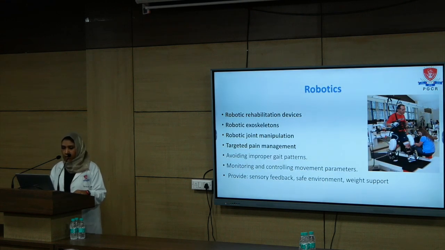We also have advanced robotics in painful joints which are being used, that is robotic rehabilitation devices, robotic exoskeleton, robotic joint manipulation, targeted pain management. Their role is to avoid improper joint patterns, thereby controlling the proper joint movements, and they provide sensory feedback, a safe environment, and weight support.